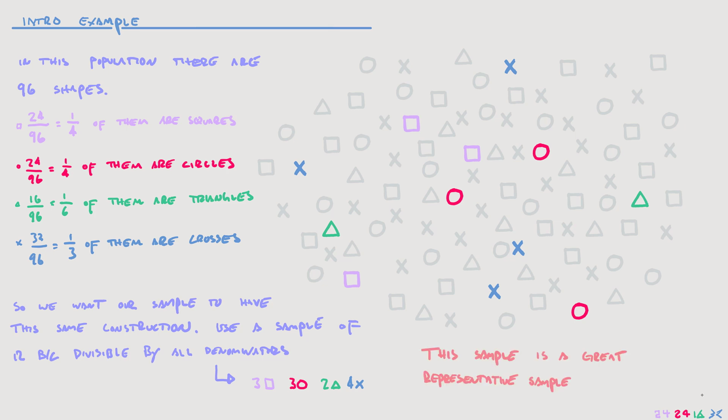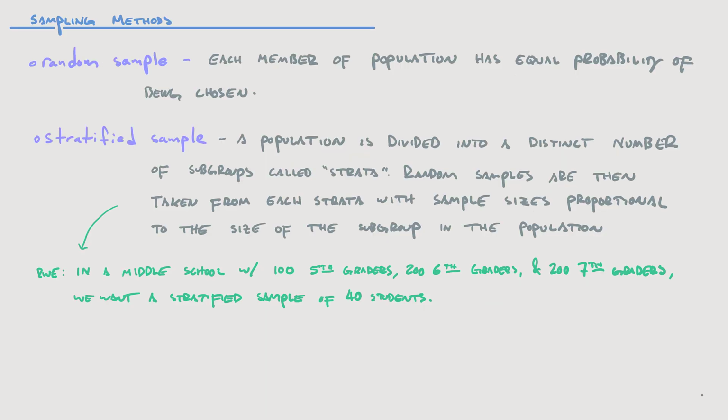So we would say that this sample is a great representative sample. For a real-world example of this, let's say that in a middle school with 100 fifth graders, 200 sixth graders, and 200 seventh graders, we want a stratified sample of 40 students to ask some kind of question. So we want our sample to be 40 students big. So we need to figure out, well, what proportion of the population is fifth graders? What proportion of the population are sixth and seventh graders?